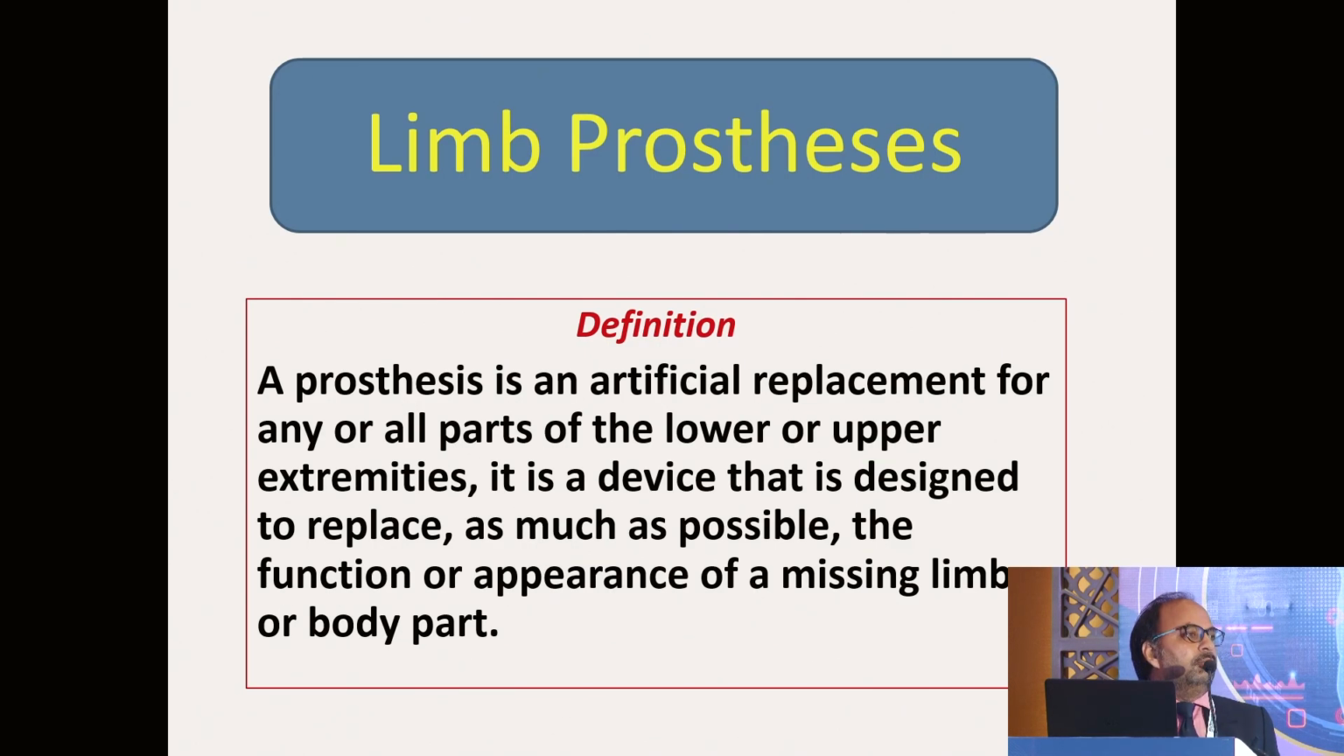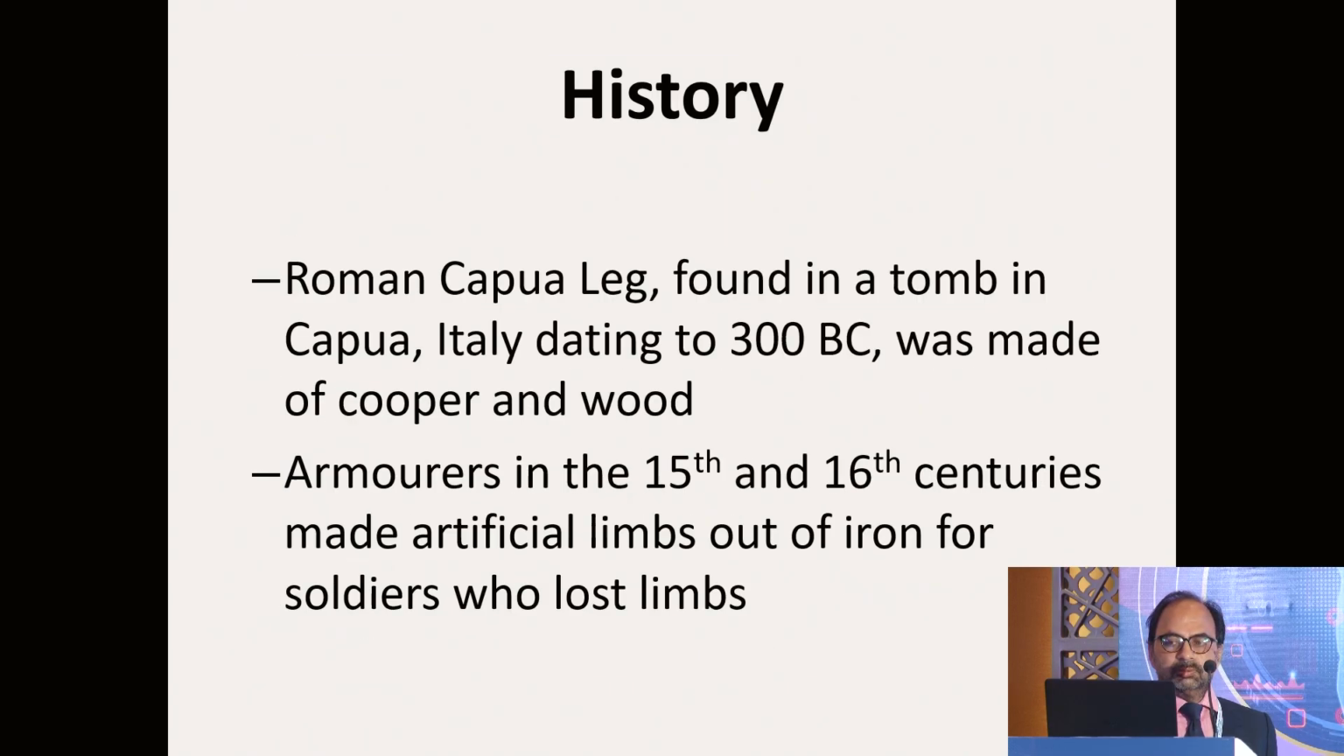So I think everybody must be aware of this definition. What is prosthesis? It is an artificial replacement for any or all part of the lower limb or upper limb extremities. It is a device that is designed to replace, as much as possible, the function or appearance of a missing limb or body part.